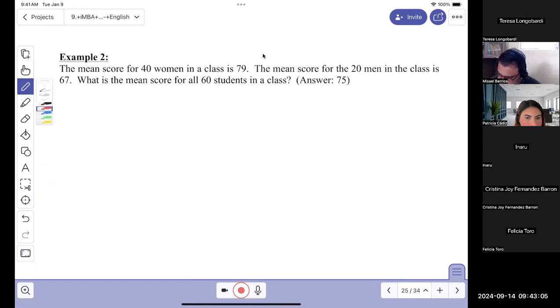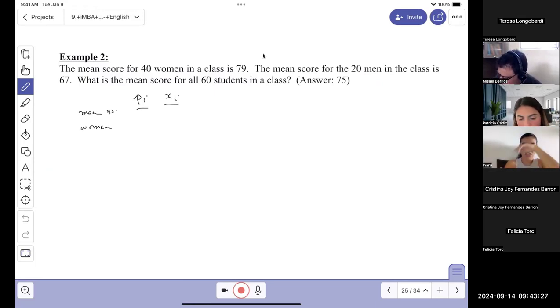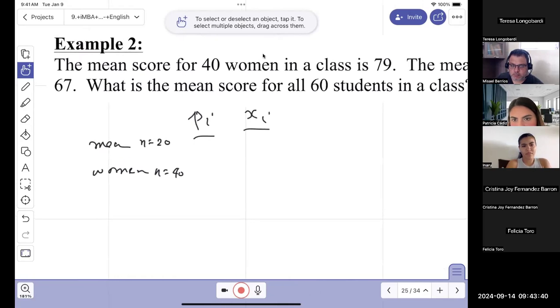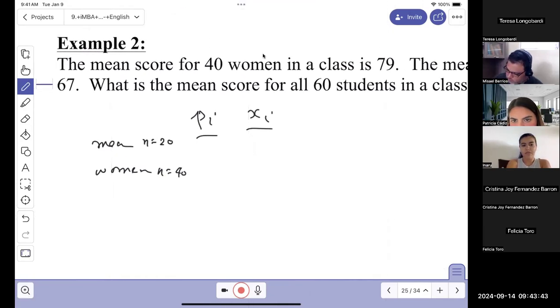If you were to separate this data into columns, how many men are there? There are 20 men. And how many women are there? There are 40 women. And from there, you can calculate the weights. Is this too small for you? Make it bigger. So from there, you can calculate the weights.